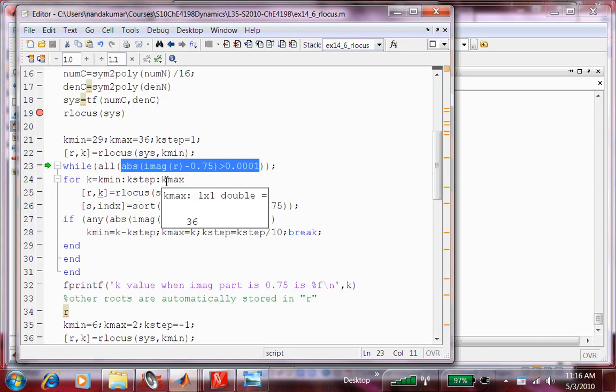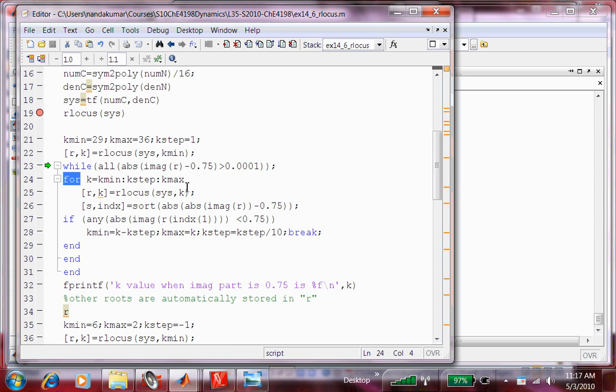While the imaginary parts of all the roots are farther away from 0.75, keep searching for them. Okay? So within, it's going to execute whatever is happening within that. So what does the next loop do, the for loop? Starts from the minimum and increases to the maximum in k step. Each time it calls a root locus with the current value of k. Okay, the current value of k is picked up from the loop counter.